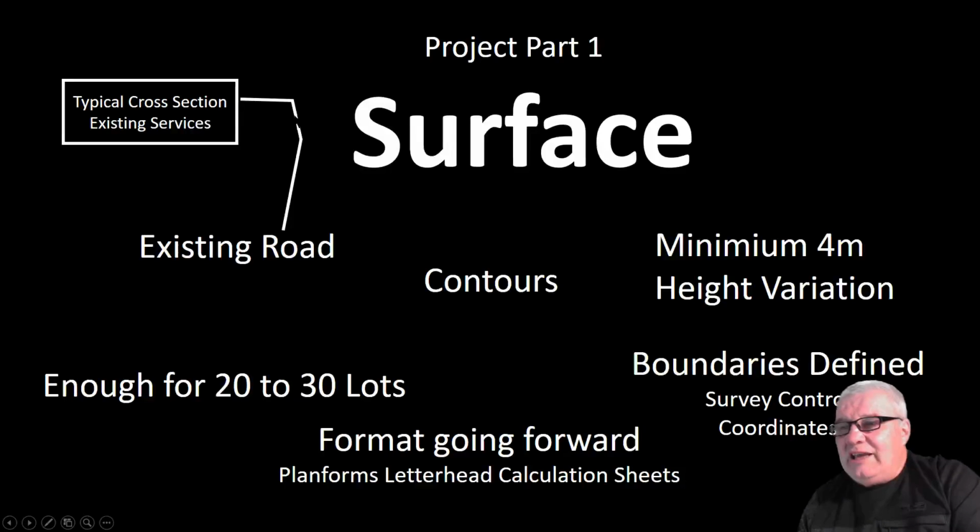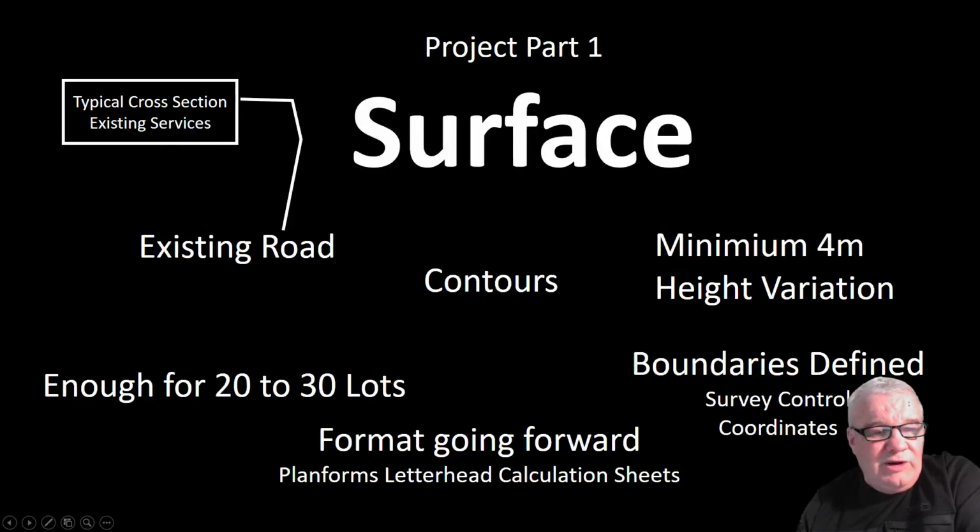But this, again, is all better sorted out in the briefing and in the videos that I go through. And you need to have it contoured like so. So, yeah, that's just a little bit of a scatter word mind map of the surface, just to remind you. So 4 meters height variation, boundaries defined, survey control, existing services, typical cross section.